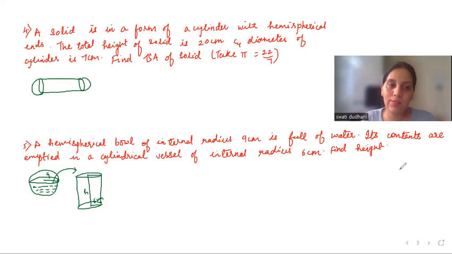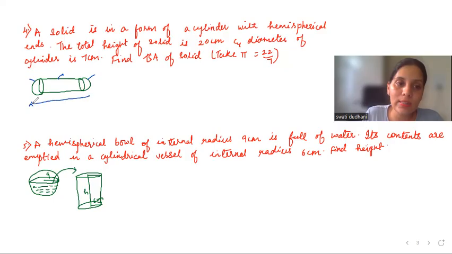Now next up we have a solid in the form of a cylinder with hemispherical ends. So here this is the cylinder and both the ends are hemisphere. The total height of the solid is 20 centimeter and the diameter of cylinder is 7. Find the TSA of the solid. So how do you find the TSA of the solid? Sorry, find the total volume. Here we need to find the total volume.